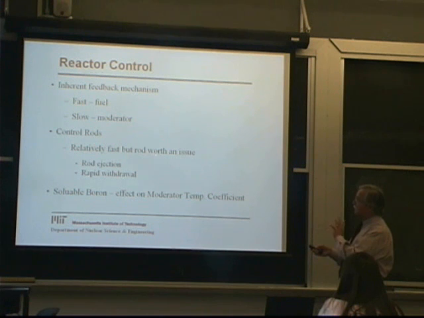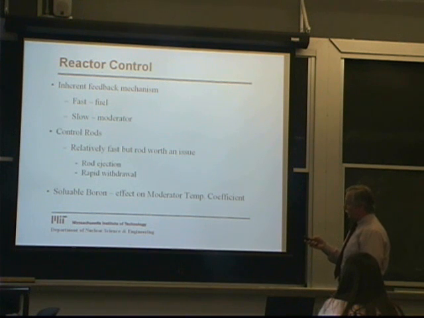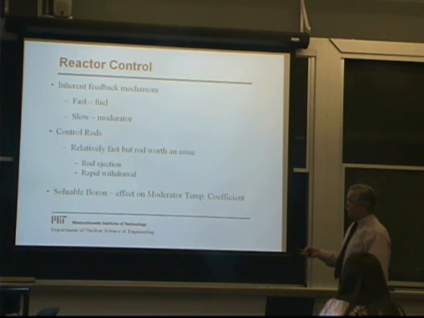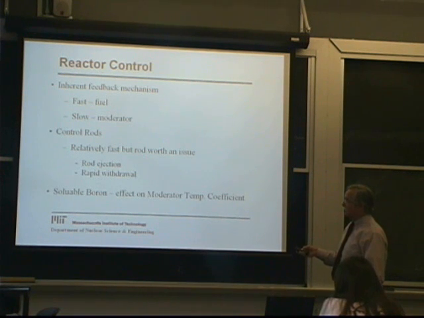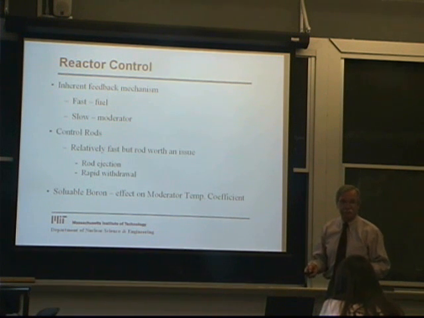Rod worth is basically a measure of the reactivity contained in a single rod or in a bank of rods. You do not want to have a rod such that a single rod, if it's ejected, creates a reactivity excursion. Okay? You want to be able to show, and that's what we'll get to in the safety analysis section, that the rods are limited by worth such that if a single rod is ejected, you don't fail a lot of fuel.